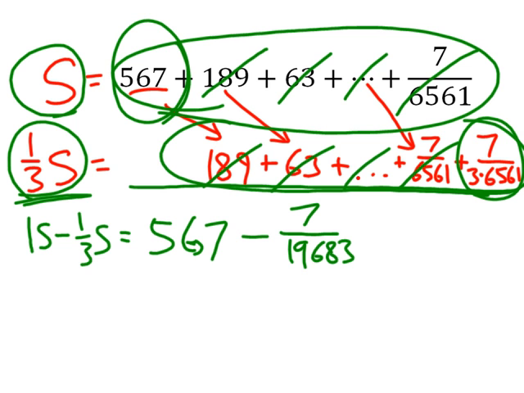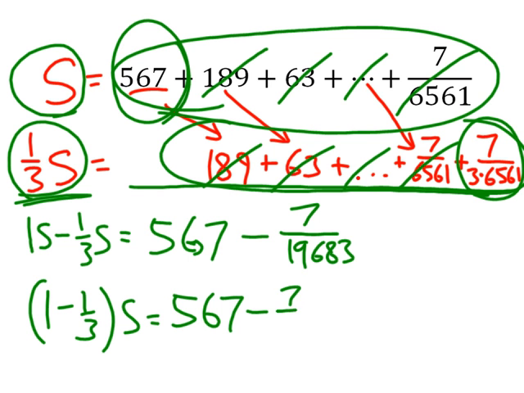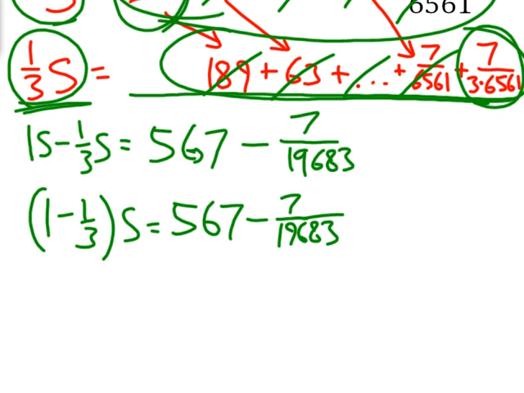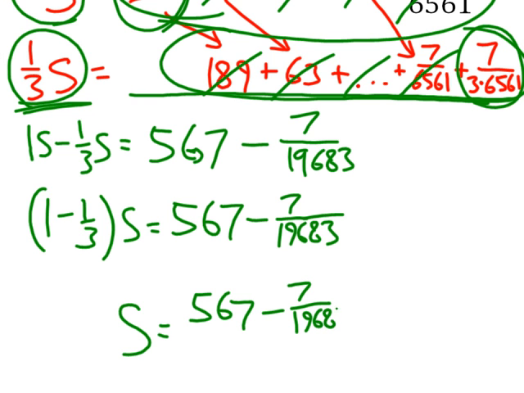Let's go ahead and factor the left side. All right, and finally divide by that 1 minus 1/3, and I would get s equals 567 minus 7 over 19,683 all over 1 minus 1/3.